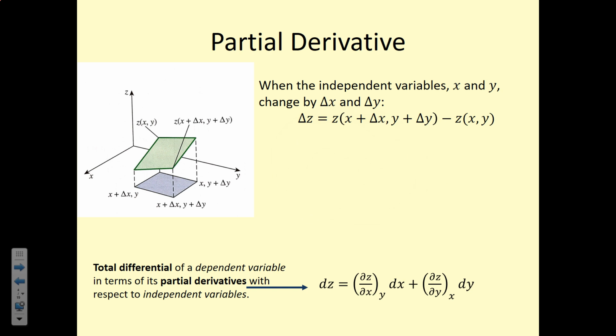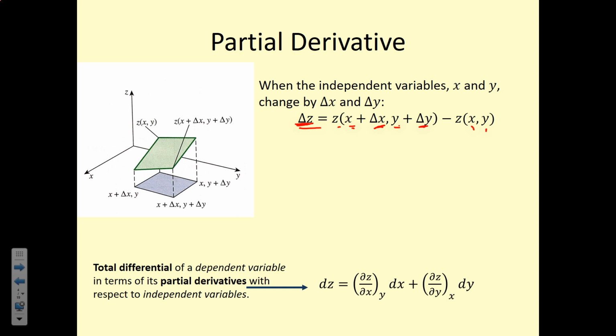Okay, so if we have some function z that's dependent on x and y, we can rewrite that as a change in z, delta z, is equal to z when we're at x plus delta x and y plus delta y, minus z when we're at x and y. So if we change both x and y by some incremental amount, that's how we find how much we've changed z.